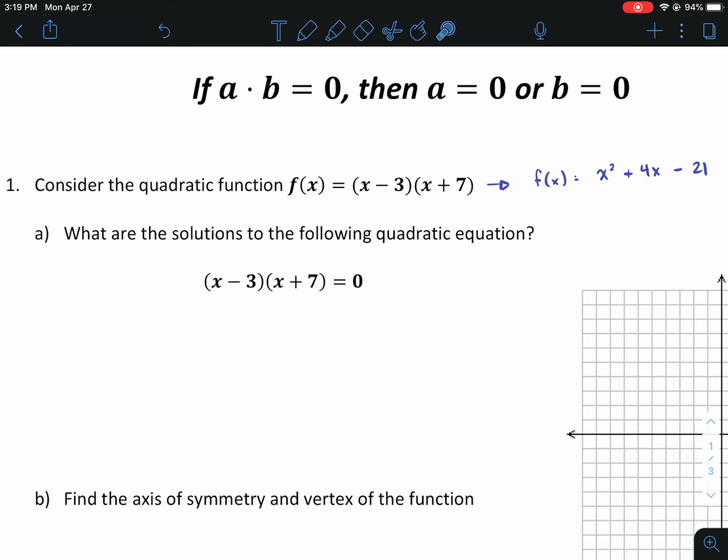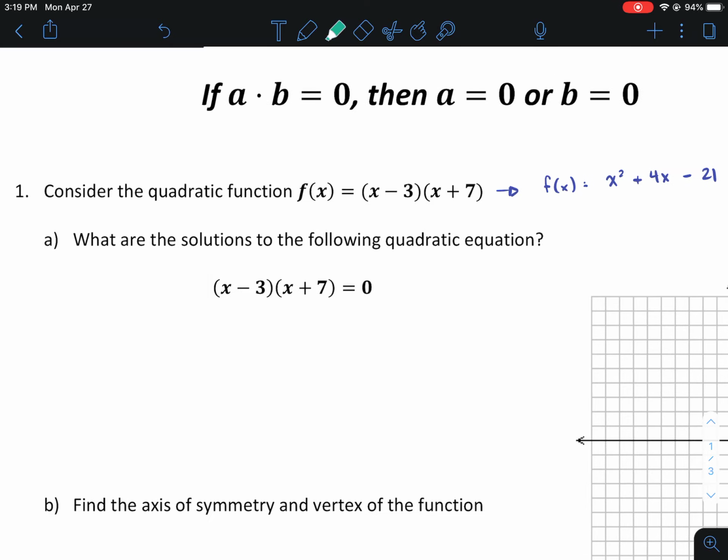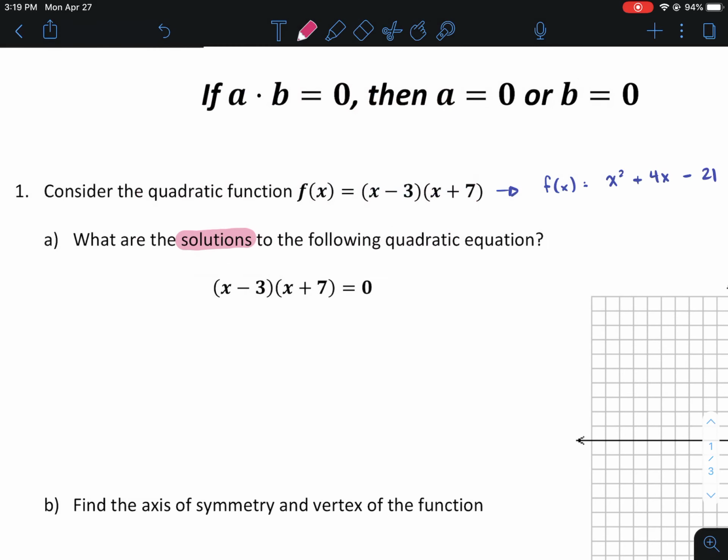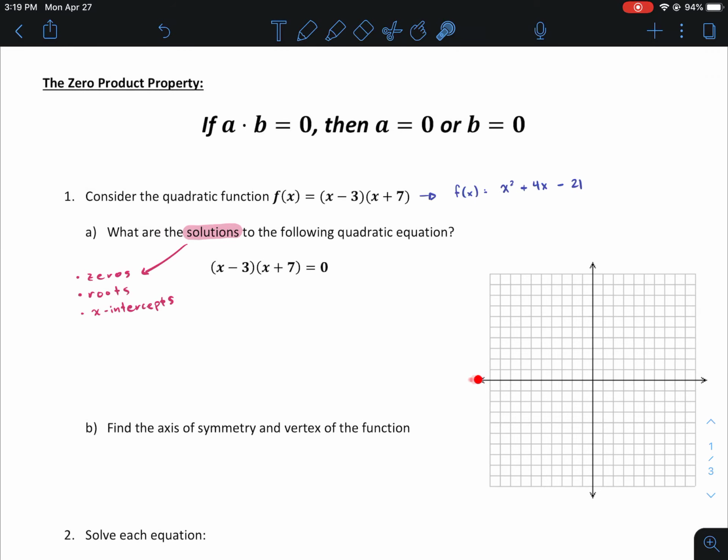So we're asked, what are the solutions to the following quadratic equation? Well, when we're asked to find the solution, the term solution is interchangeable with what we call our zeros, or roots of a function, which are really our x-intercepts, okay? They are the points on the graph where the y value, where your output, is equal to 0. So we're setting this equation equal to 0, and now we're going to solve this equation.